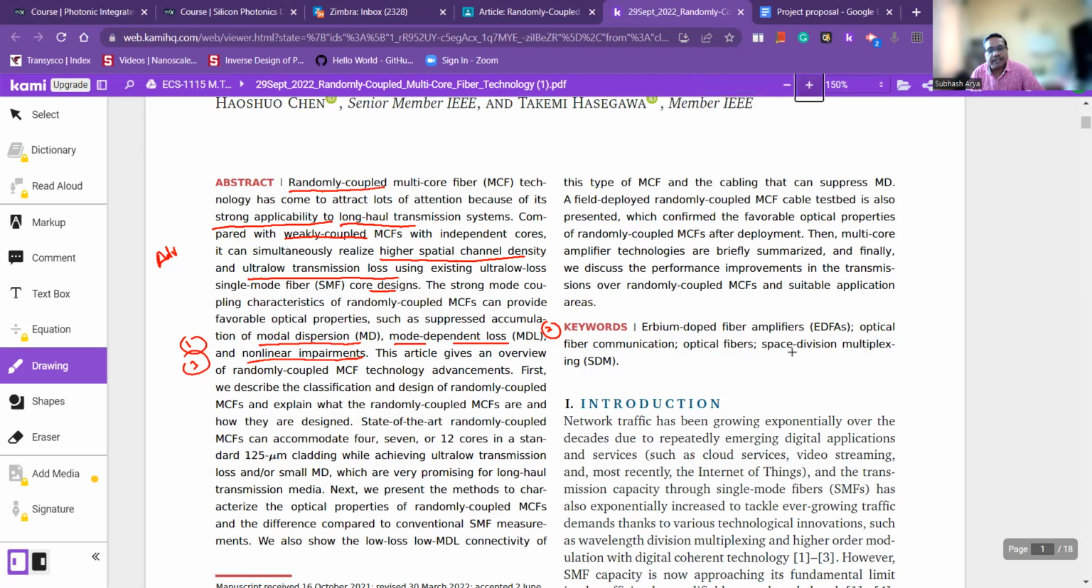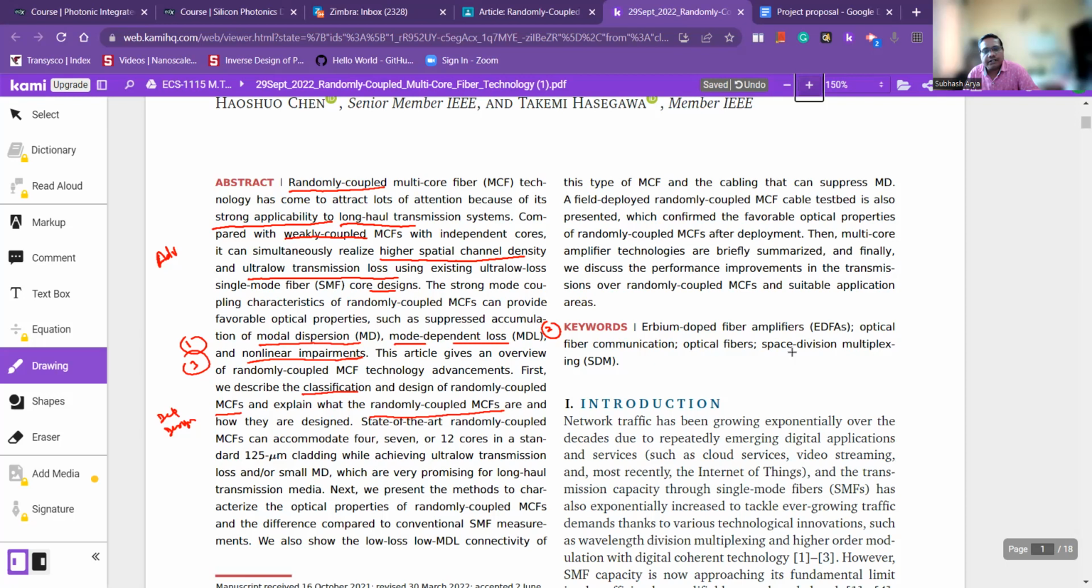Now, this article gives an overview of randomly coupled multi-core fiber advancements. First, we describe the classification and design of randomly coupled multi-core fibers and explain what the randomly coupled multi-core fibers are. So what is this technology all about and how they are designed. So first defining and then how they are designing. So design technology, design method or design process have also been explained.